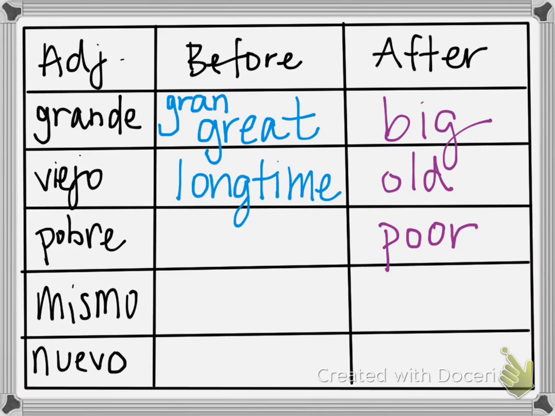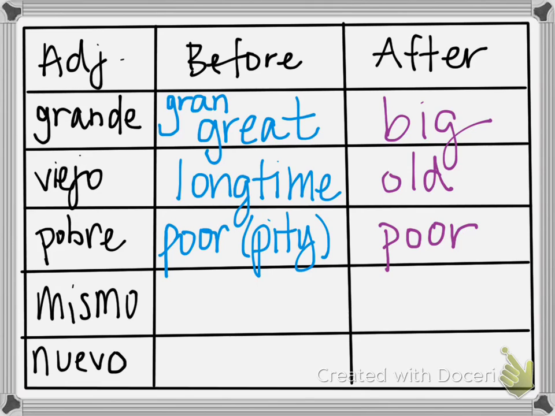Pobre, used before, does mean poor. However, it means poor as in that you show pity for the person. Okay, for example, if your friend wasn't able to go to the concert, you could say, oh, mi pobre amigo, my poor friend, I have pity for him, versus saying mi amigo pobre. Using it after means that he is actually poor, that he doesn't have any money.